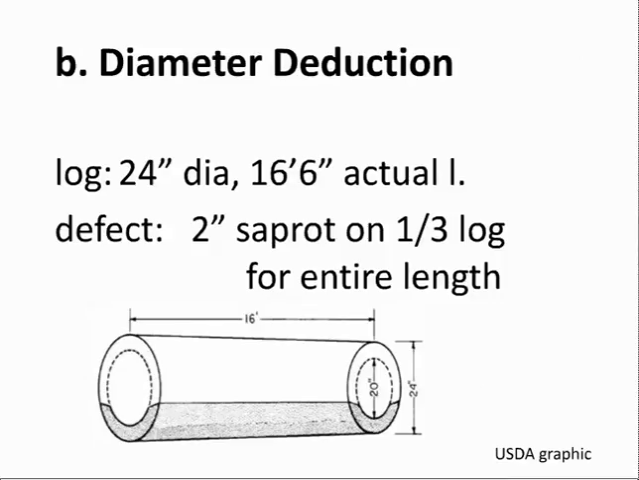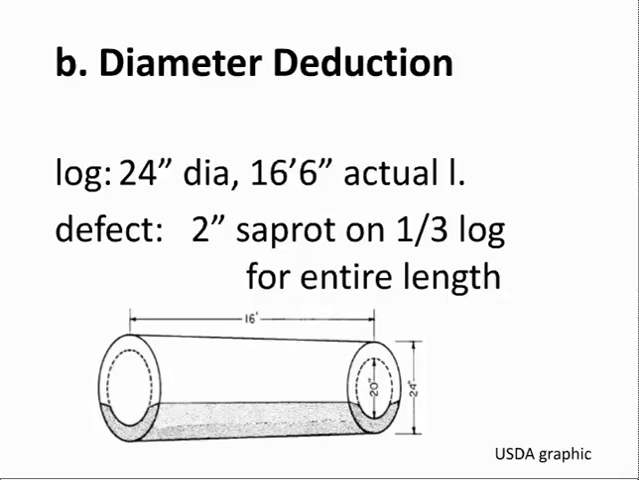The second of the standard rules is for diameter deduction. This one can be tricky because people forget the volume that we're looking at is the donut, right? Imagine if you look at the illustration down below, I have on the top end of the log, the small end, a 24-inch diameter inside the bark.